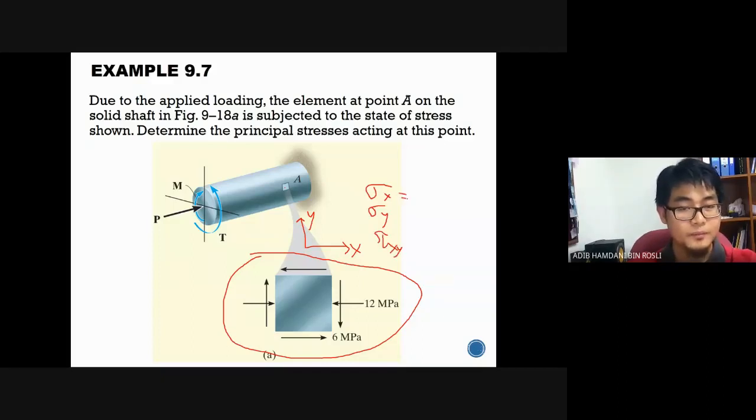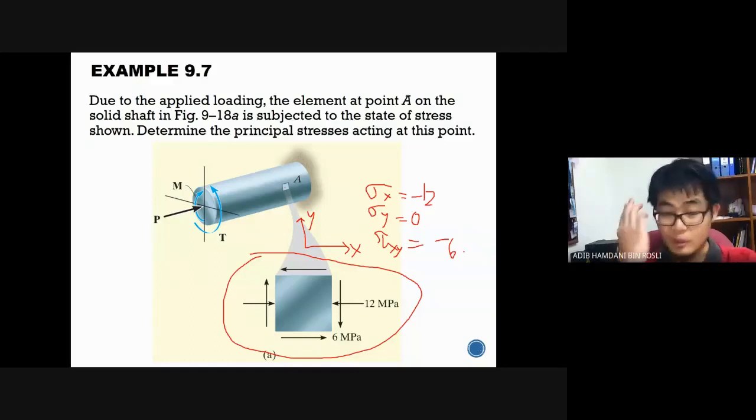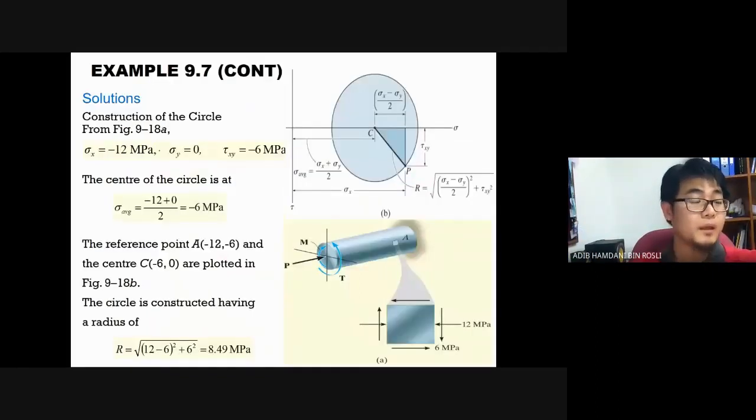What are they? Sigma x is minus 12, isn't it? Minus 12, compression 12. Sigma y is 0 because there is no normal stress in the y direction, isn't it? While your tau xy is minus 6. Not 6, minus 6, because you look at the right hand surface, the shear stress is going down, so it is minus 6 megapascal, right? And then to construct the circle, you know your sigma x, sigma y, and tau xy. You can find the average, which is the center, the sigma location for the center.